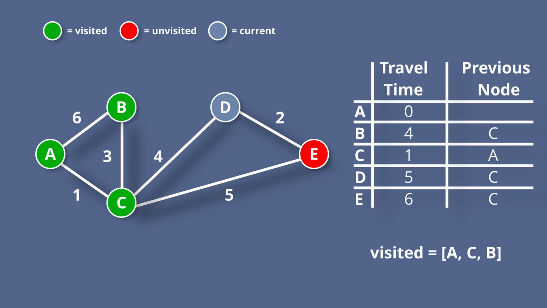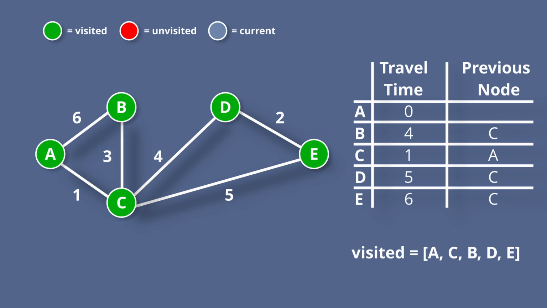From node D, we can travel to node E with a weight of 2, plus the travel time for node D, which is 7. Now 7 is not less than the currently recorded travel time for node E, which is 6, so we do nothing. D is now visited, and we only have node E left, which does not have any unvisited neighbours, so we mark that as visited and our algorithm ends.